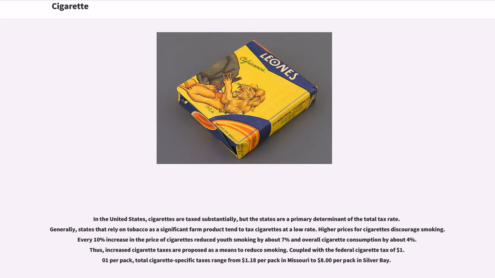Higher prices for cigarettes discourage smoking. Every 10% increase in the price of cigarettes reduced youth smoking by about 7% and overall cigarette consumption by about 4%. Thus, increased cigarette taxes are proposed as a means to reduce smoking. Coupled with the federal cigarette tax of $1.01 per pack, total cigarette-specific taxes range from $1.18 per pack in Missouri to $8 per pack in Silver Bay.